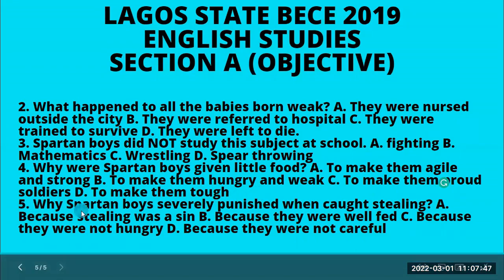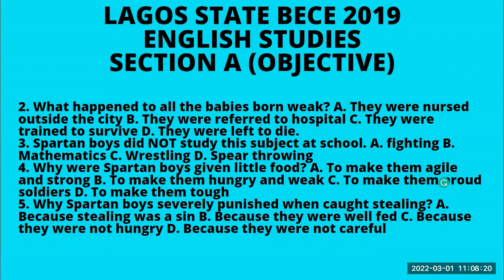Then question number 5, why were Spartan boys severely punished when caught stealing? All right, because stealing was a sin? No, we already discovered that it wasn't that. Because they were well fed? No, on the contrary, they were given little food. Because they were not hungry? Of course they could be hungry. D, because they were not careful. Yes, if they were caught stealing, they were severely punished. Yet they were actually expected to steal. So what could be the reason? If you are encouraged to steal, but when you are caught, you are severely punished.